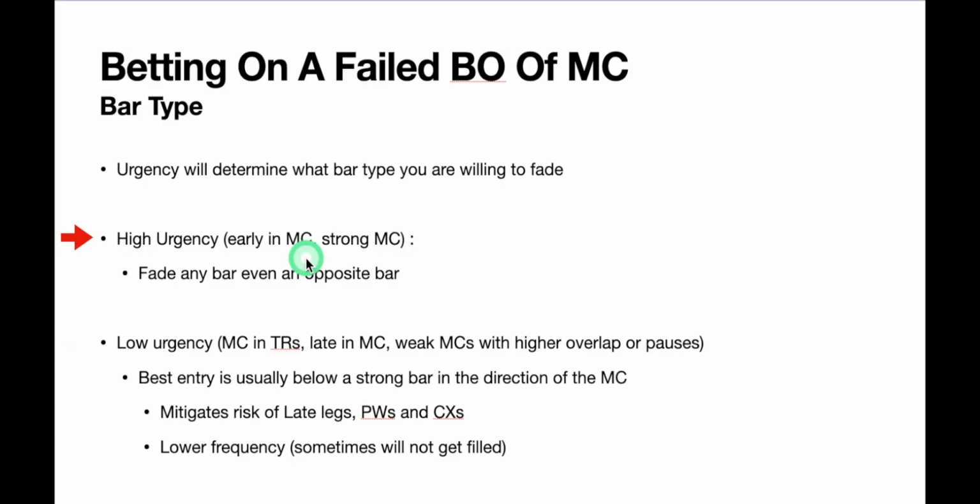So in high urgency situations, you can buy below any bar pretty much. Any opposite bar, any doji, it doesn't really matter, because we're probably going higher. And if it's reasonable to buy the close, you can buy below it. It doesn't matter what kind of bar it is in high urgency situations.